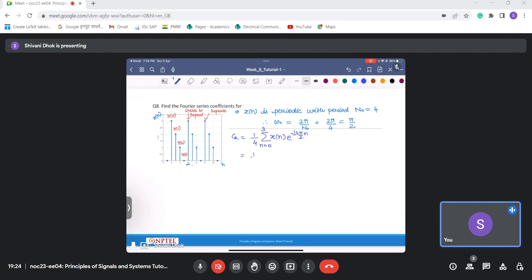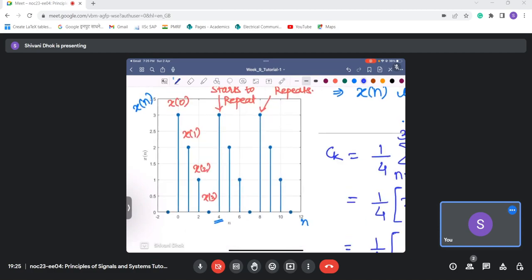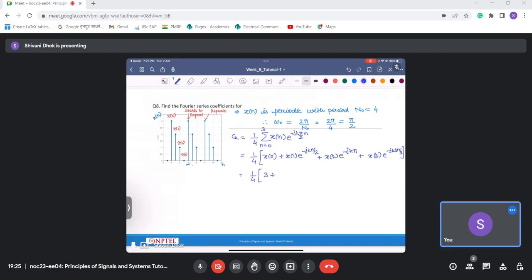Okay, now let us simplify this. So we have 1 by 4. Inside the bracket we have x0 into 1 plus x1 into e power minus jk pi by 2 plus x2 into e power minus jk pi plus x3 into e power minus jk 3 pi by 2. Okay, so this I can write as 1 by 4. X0 is 3. See, this x0 is 3 plus this x1 takes the value 2, so 2 into e power minus jk pi by 2, which we have found out as minus j to the power k. So I'll just replace it as minus j to the power k plus x2 takes the value 1.